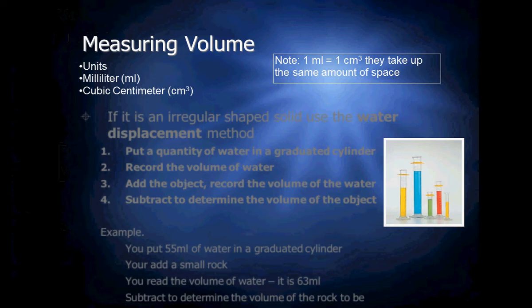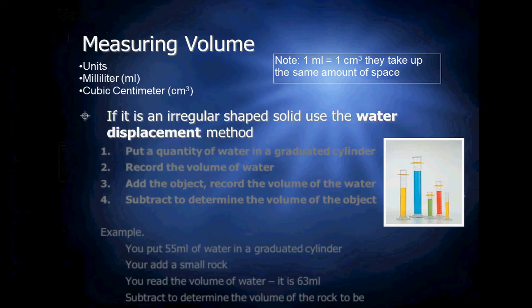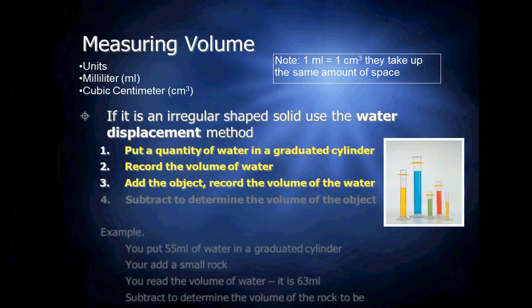So you can actually measure the volume of an irregular object by placing it in some liquid and seeing how much that liquid increases. And that's the volume of the object. And we call that water displacement. So for an irregular object, we put some water in a graduated cylinder, like this. We then record the volume, place our object in. The volume will change, obviously, and the difference is the volume of the object. We just subtract, and that's the volume of the object.